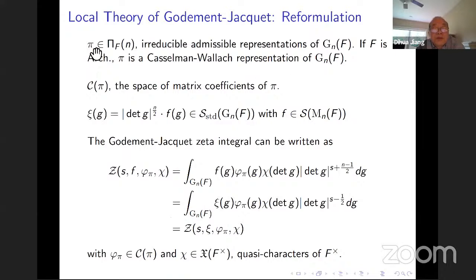And now you take pi, any irreducible admissible representation. If F is Archimedean, you take pi of Casselman-Wallach type. And so you take a matrix coefficient, and then you have a standard Schwartz function, and then you write a Godement-Jacquet integral like this. This is the original definition, and you normalize like this, so you become a theta integral like this. Okay, so this chi is a quasi-character. So that's standard.